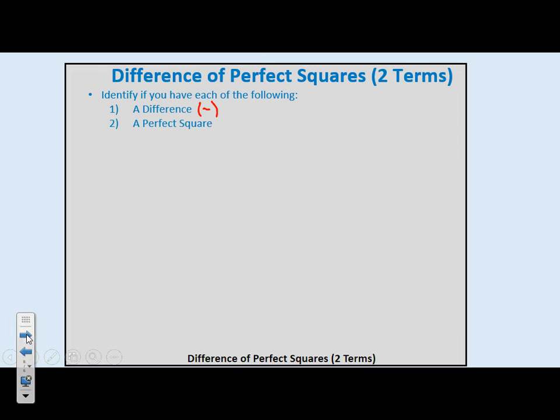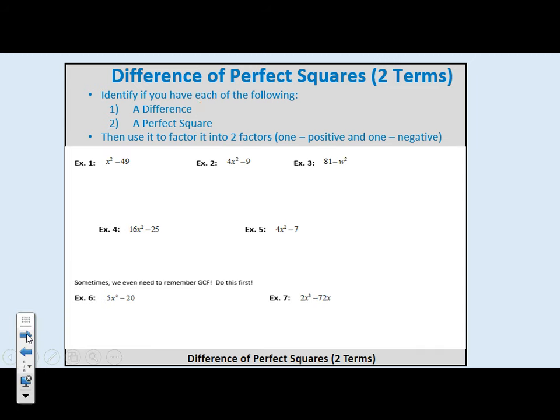Second thing, you have to have perfect squares. So we're talking like 4, 9, 16. Okay, those are all perfect squares. If you need to make a list of them, please do. Right. Then we're going to factor into two factors. One's going to be positive and one's going to be negative. So we're going to look at these following 7 examples. I know it's a lot, but these ones go by really fast, you guys.